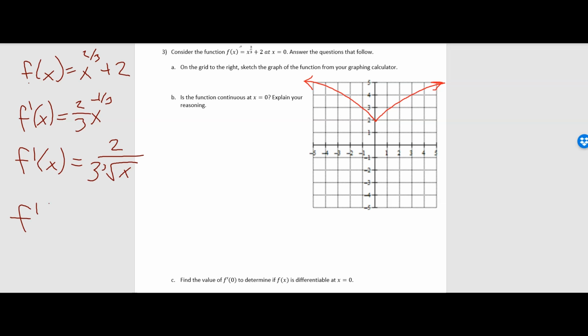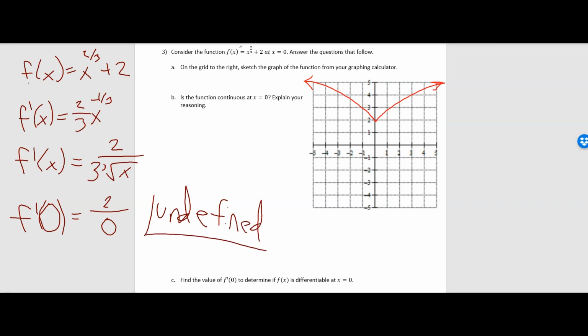And then if I substitute in 0 for x, I'm going to get 2 over 0, which is, again, undefined. And again, when you're looking at a graph and it's not very clear what the tangent line should be, a lot of times it's because it's undefined, because there isn't a clear tangent line. So the tangent line or the derivative value is not 0. It's not positive, it's not negative, it is undefined, which means that this function is not differentiable at x equals 0.